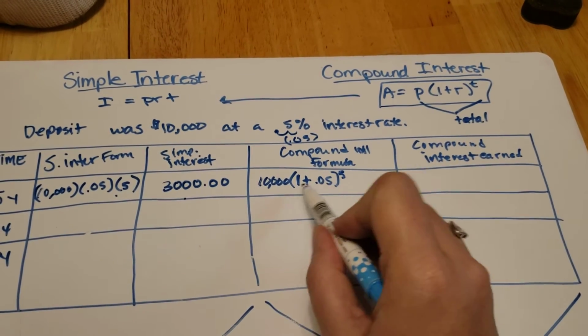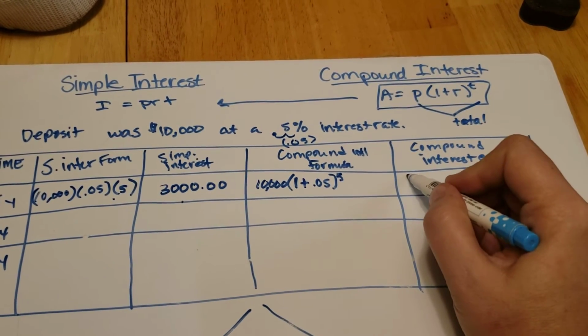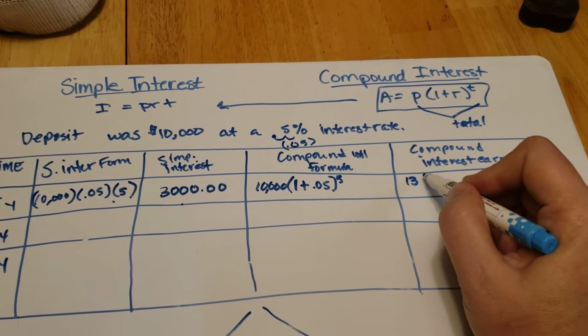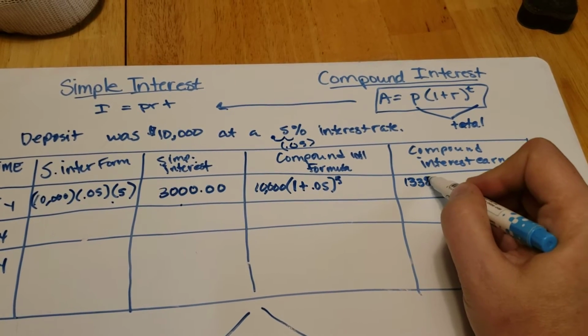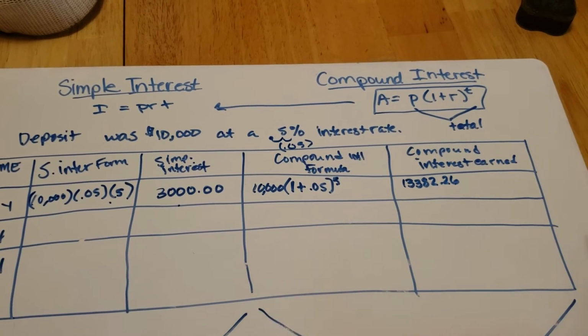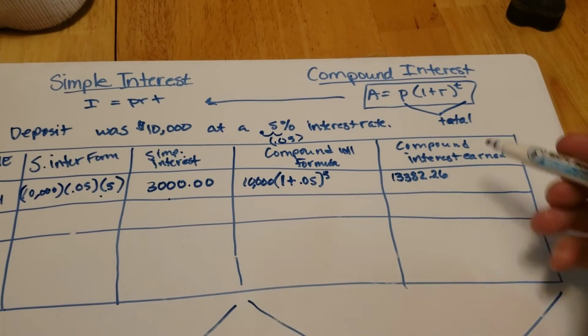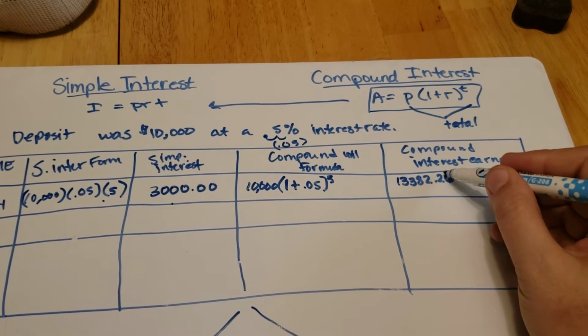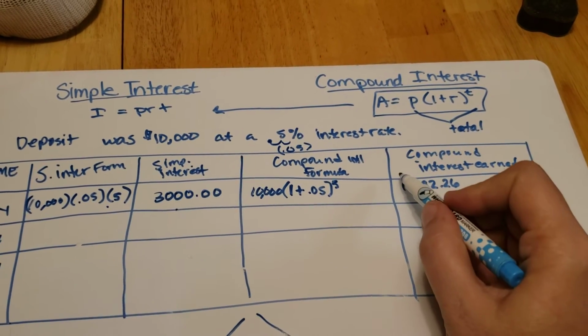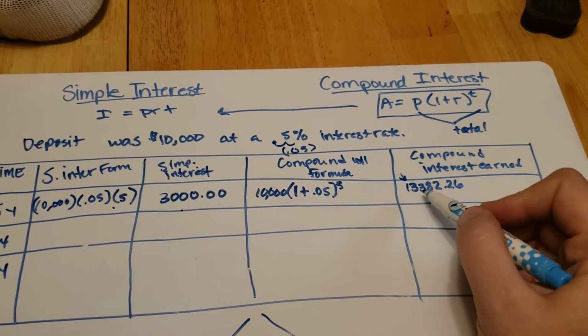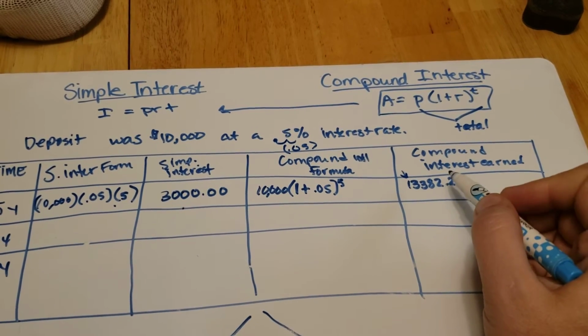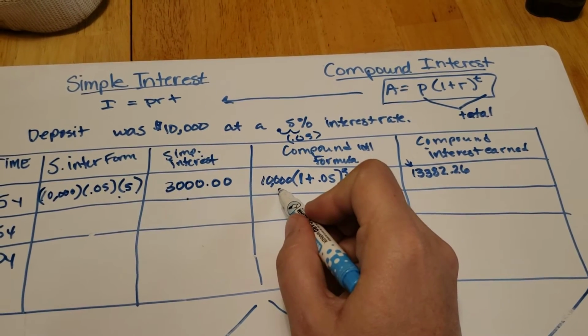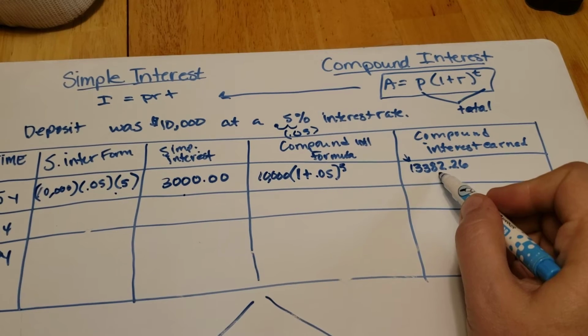So after you do this calculation, I believe you get this number here, $13,382.26. I actually think it's like 2559, so that will round up to 26. So this is what, if you went to the bank and you said, hey, I want to get my money out, you literally put in 10,000, but now you're getting 13 out.